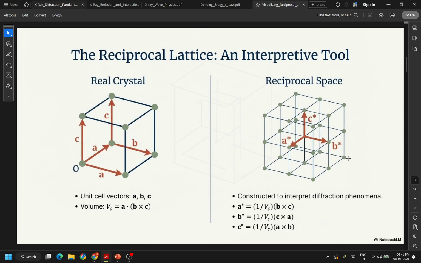So you have a real crystal lattice with real cell vectors A, B, and C, and the volume is then given as V equals A dot B cross C. From this we can construct a reciprocal space which has cell vectors A star, B star, C star, and they are given as A star equals 1 by V times B cross C, B star equals 1 by V times C cross A, C star equals 1 by V times A cross B.